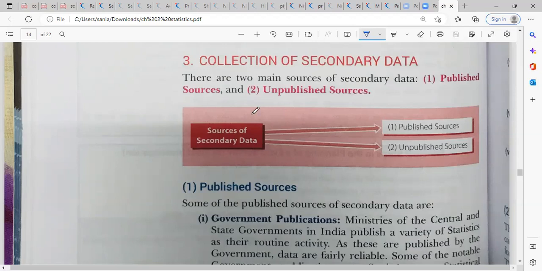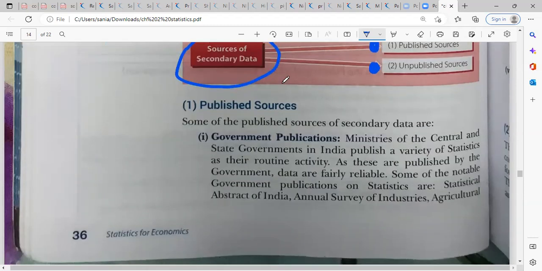You have two sources of collection of data: primary data and secondary data. Primary data you collect by visiting yourself. For secondary data, one is a published source, where someone has published it, and the other is an unpublished source. So, ma'am, what are published sources?